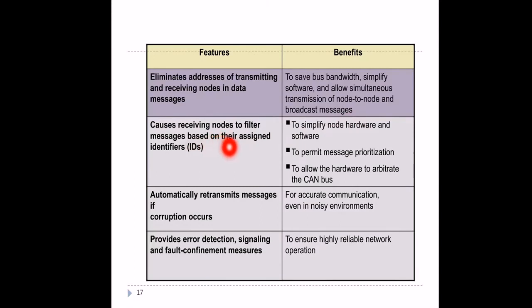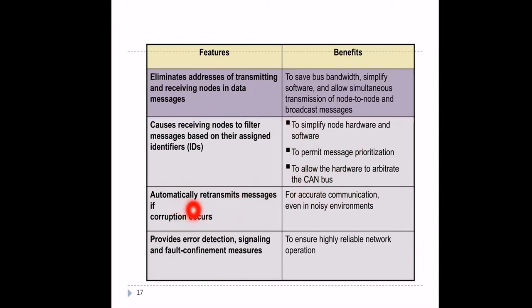It causes receiving nodes to filter the messages based on the assigned identifier, that is the message ID. Why this message ID? What is the purpose of this message ID? Yes, to simplify the node hardware and software, to permit message prioritization, and to allow the hardware to arbitrate the CAN bus. These are all the benefits that CAN brings you.